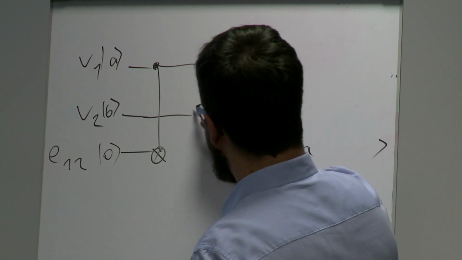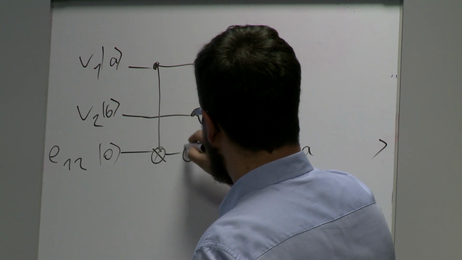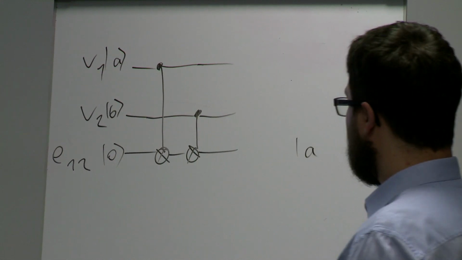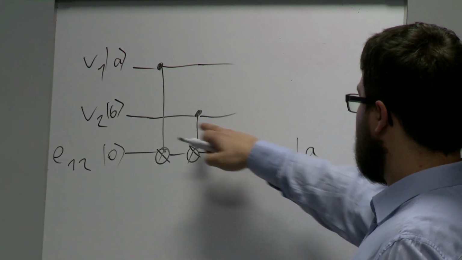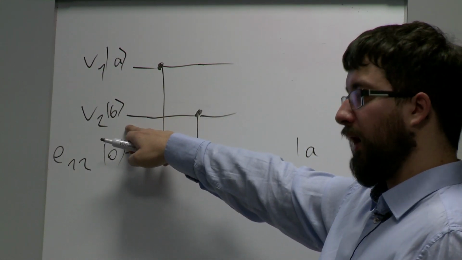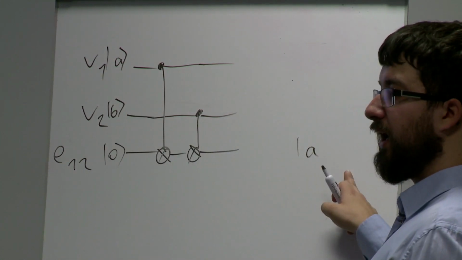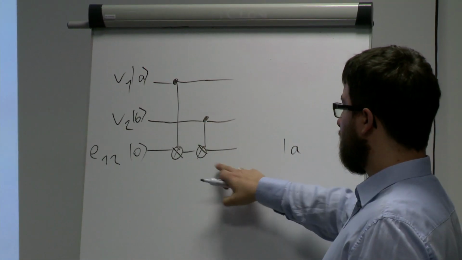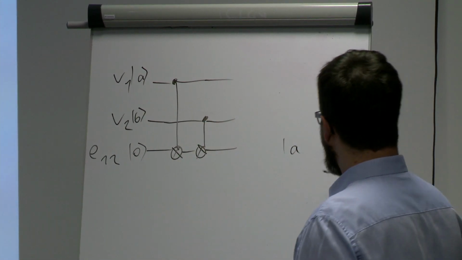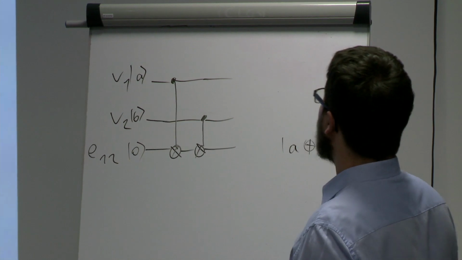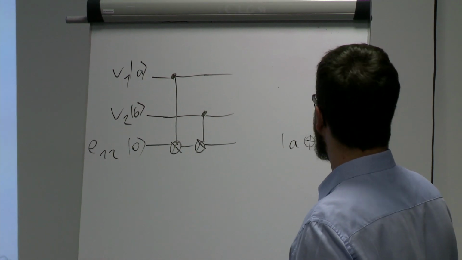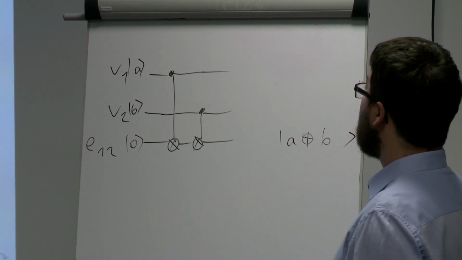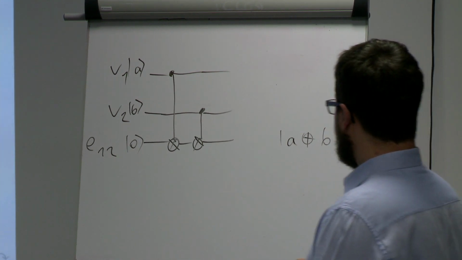If you apply a second control node, and then if B is 1, then we change it again. If B is 0, then we again do nothing. We can represent it as a XOR gate. And what happened?